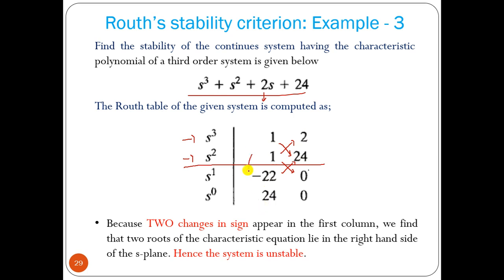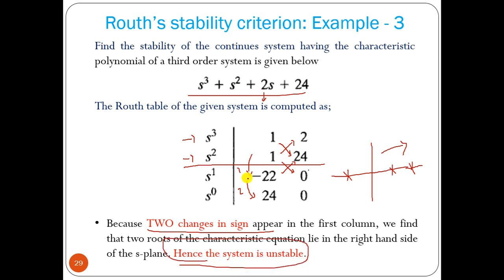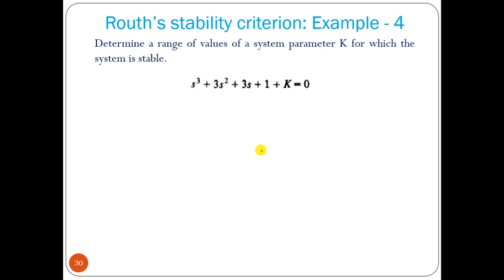Now what we can see here is plus 2 minus 1 sign change, minus 2 plus a second sign change. So two sign changes are there. So two poles lie on the right half plane, and one pole lies on the left half plane. As two poles lie on the right half plane, the system becomes unstable. But we can also find this from the condition itself that we have solved for the third order system.